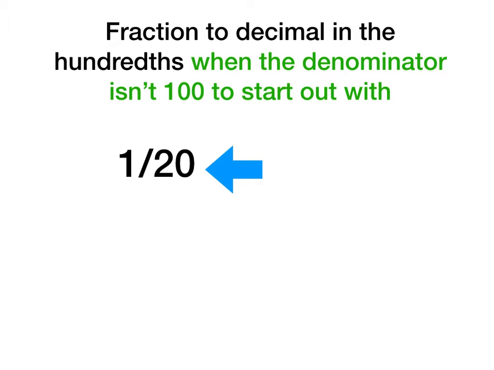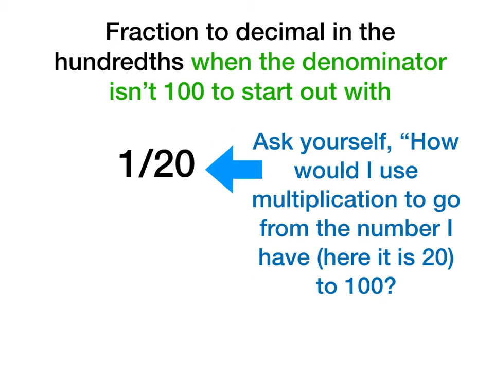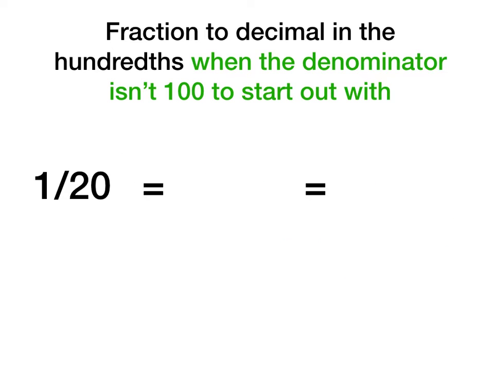Well, boys and girls, what I suggest is that you ask yourself, how would I use multiplication to go from the number I have at the bottom, the denominator, which is 20 here, to 100? How would you go from 20 to 100 using multiplication? You're right. You would multiply by 5. So if you had 1 over 20 and you wanted to get something over 100, we're just working with the denominator right now, you'd multiply 20 by 5. 20 times 5 gives you 100.